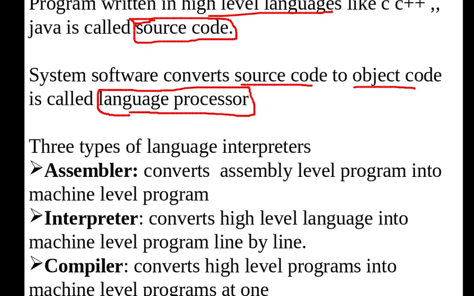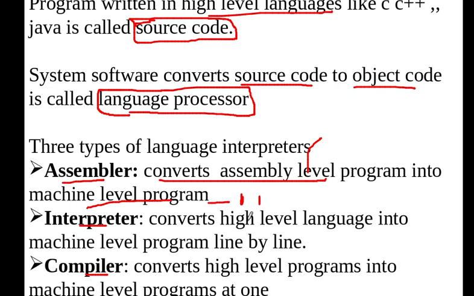So there are three types of language processors: assembler, interpreter, and compiler. So what do you mean by assembler? It converts assembly level language. You know very well what assembly level language is. Load, print, push, add, these are assembly level language. It converts this assembly level program into which language? Machine level program. Machine level program means 0, 1. That's what the assembler is going to convert: assembly level language into machine level language.